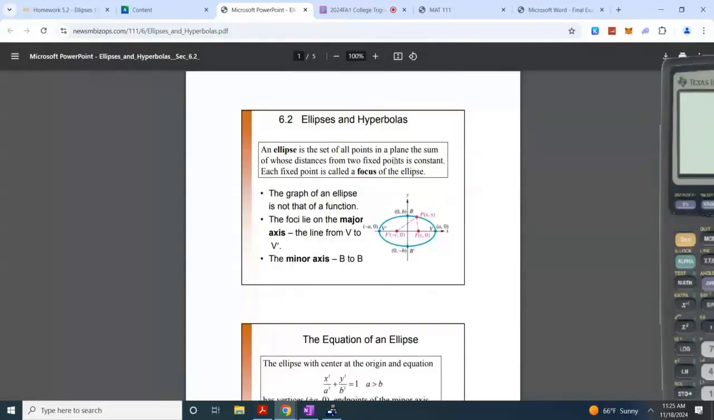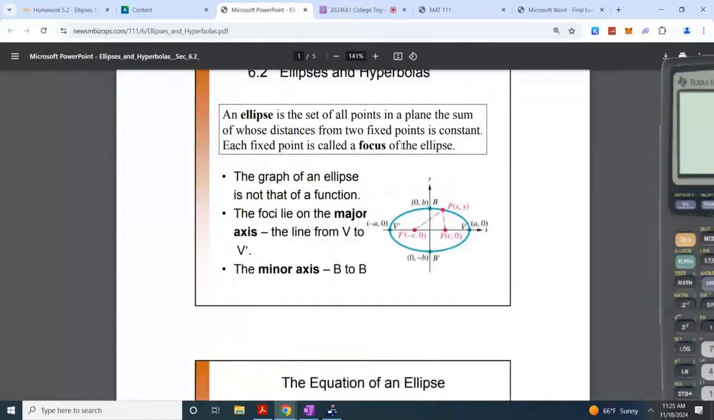An ellipse is a set of points in a plane whose sum of all distances from two fixed points is constant. Each fixed point is called a focus. So here's what makes an ellipse an ellipse. It's the set of all points in a plane whose sum of distances from two fixed points is constant. So here's what that means. Here's one of my fixed points, and this is the other fixed point.